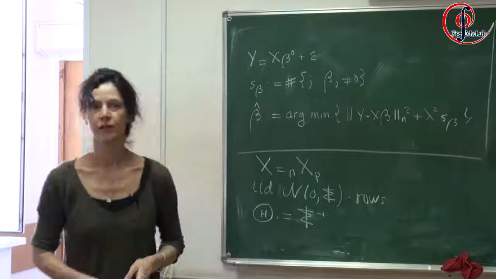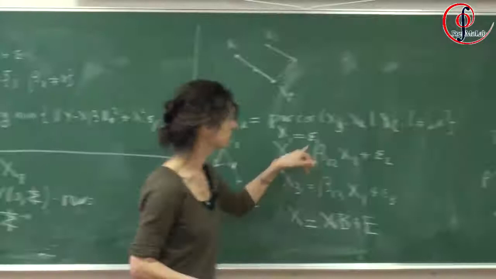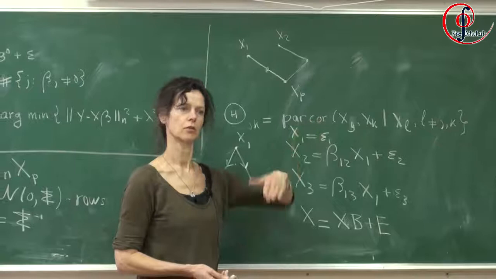So the idea is that you want to do it in such a way that in the end, the matrix B, which is here, is sparse. So you use the Gram-Schmidt ordering such that B is as sparse as possible.